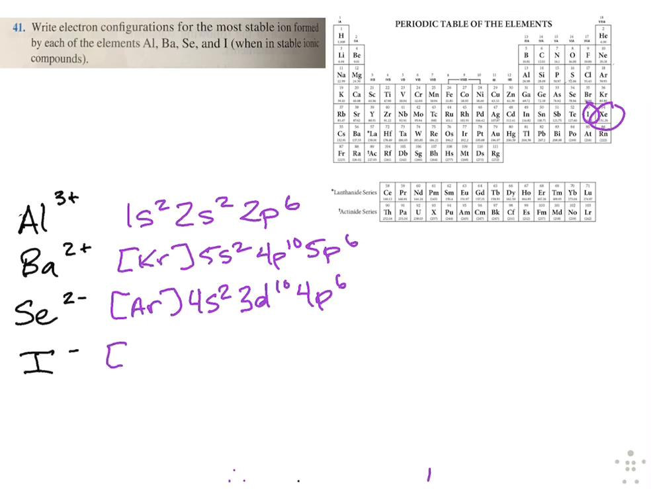So we've got xenon, so we're going to start from krypton. And it's going to be 5s2, 4d10, 5p6. And you can see the iodine ion is going to have the exact same configuration as a barium ion, which has the exact same configuration as xenon. They're all isoelectronic.